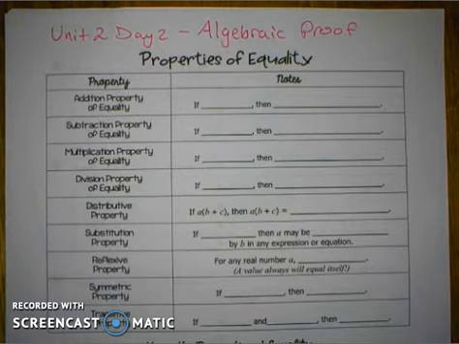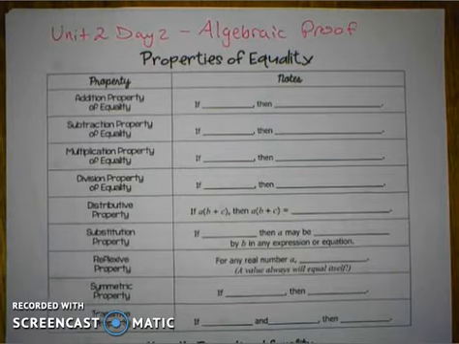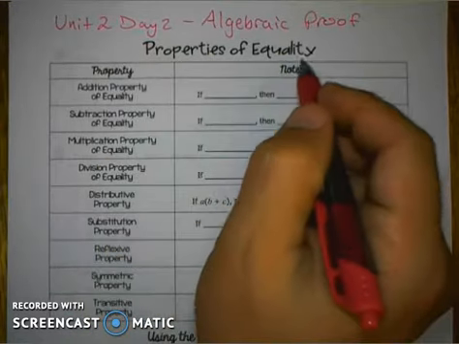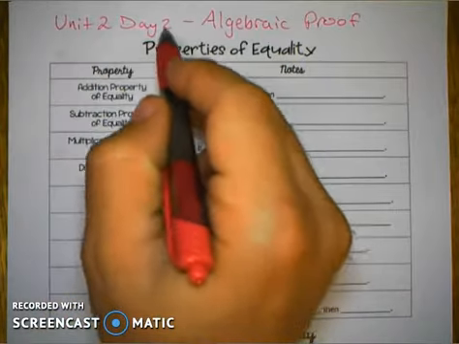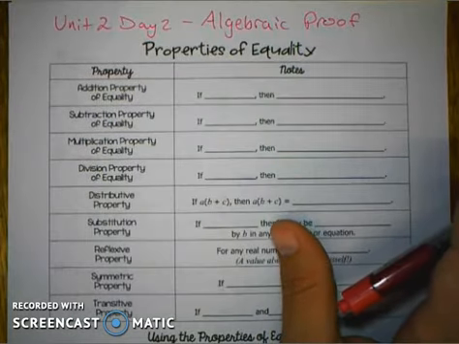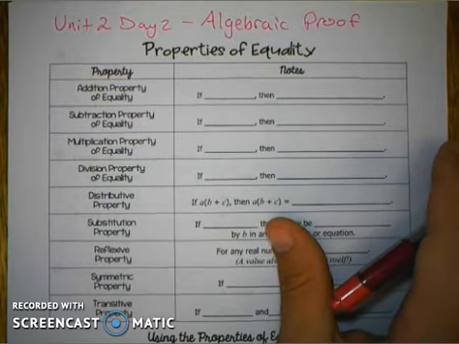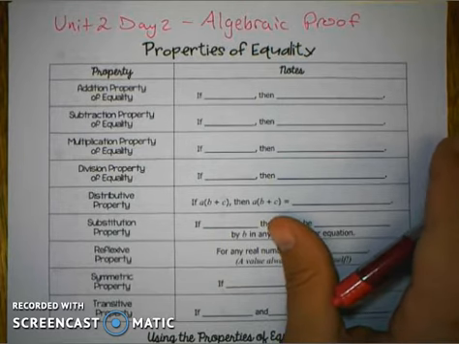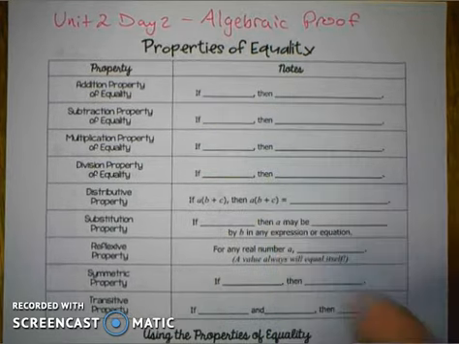So first of all, we want to talk about properties of equality. You should be on this page of your notes, properties of equality. Make sure you write Unit 2, Day 2, algebraic proof at the top. If at any point the video is going too quickly and you need some extra time to write things down, go ahead and pause the video and we will proceed from there.